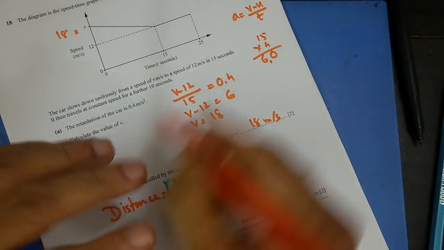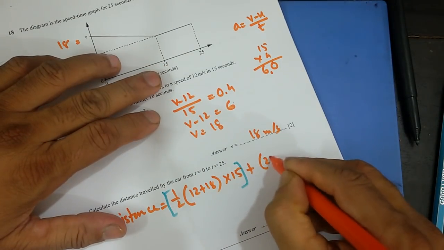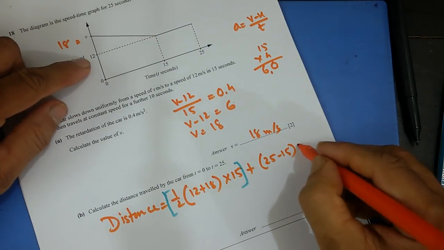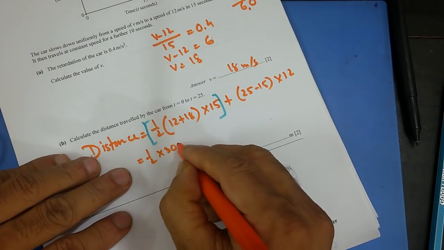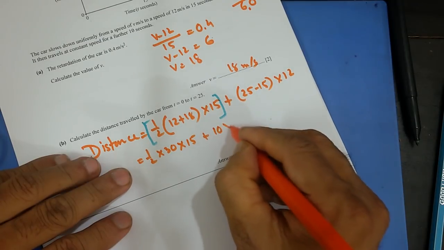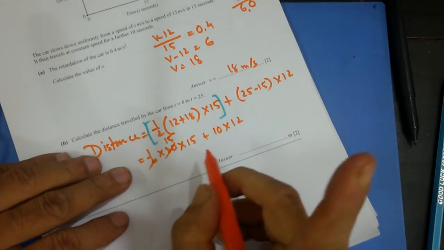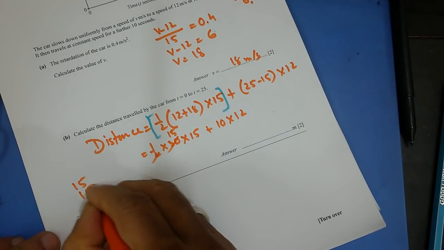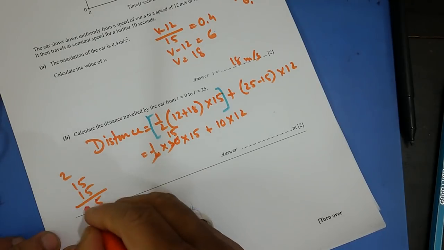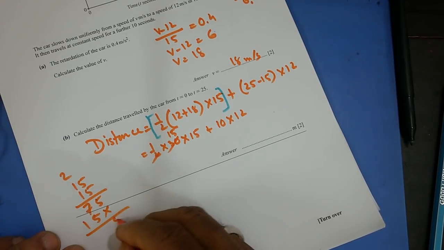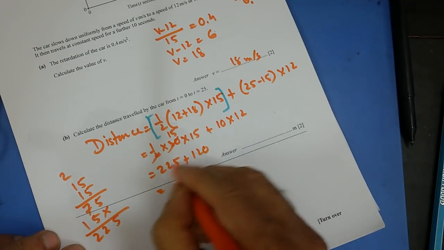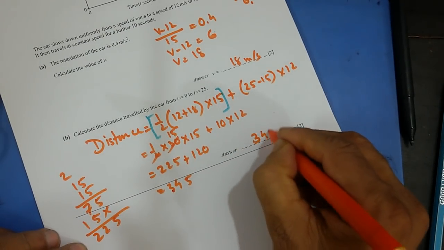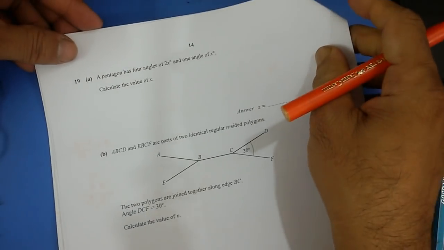Okay, and the rectangle's area is 25 minus 15, so 25 minus 15, and this height is 12. So that's gonna be half of 30 times 15, plus this is gonna be 10 times 12. So that's 15. Now 15 times 15 should be 225. Let me show you. 15 times 15, 5 5s are 25, carrying 2, 5 1s are 5, 6, 7, and 1 is 1. So 225 plus this is 120. So that's going to be 345 meter. Okay, 345 meter.